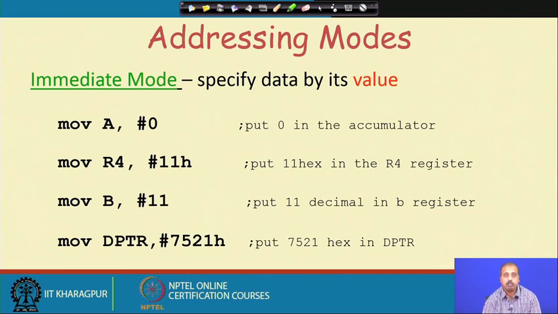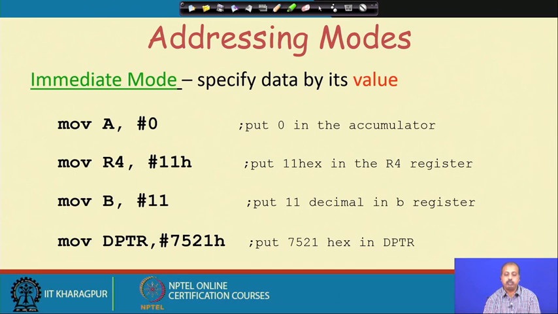Then move R4 comma hash 11 hex, so this 11 hex will be put into the R4 register. Move B comma hash 11, so decimal 11 will be put in the B register. Again, this is a convention followed by most of the assemblers: if you follow the number by H, it will be taken as a hexadecimal number. If you do not write anything, or if you write a D after the number, it will be taken as decimal.